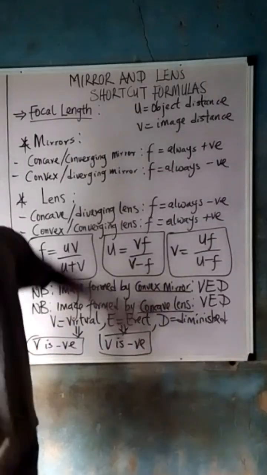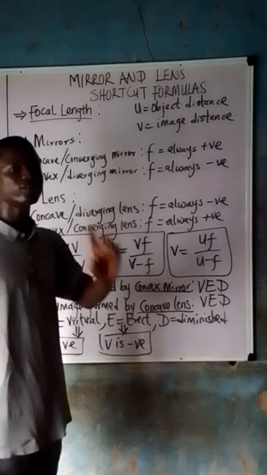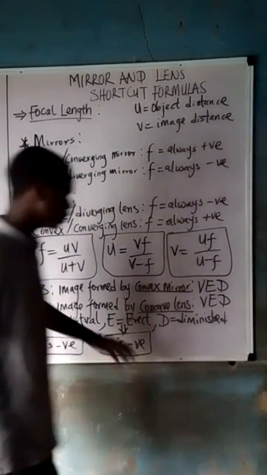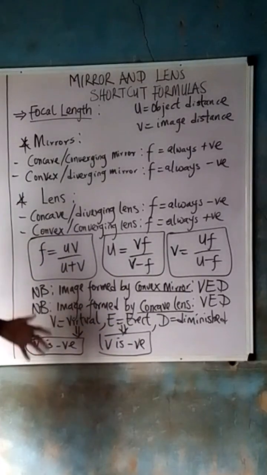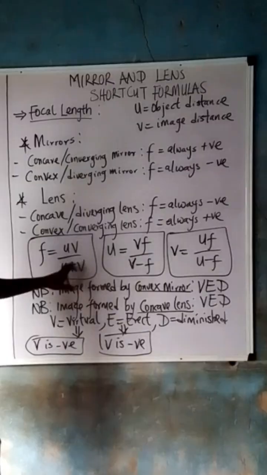So basically, this is a summary of the important formulas we need to have at the back of our mind when we are solving questions regarding focal length of mirrors and lenses. You can go through them, take a screenshot, and don't forget to attempt questions regarding focal length of mirrors and lenses using these shortcut formulas.